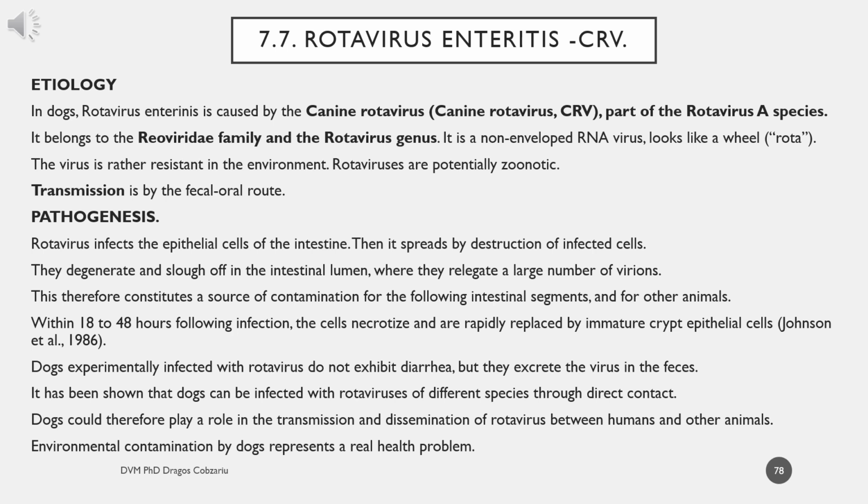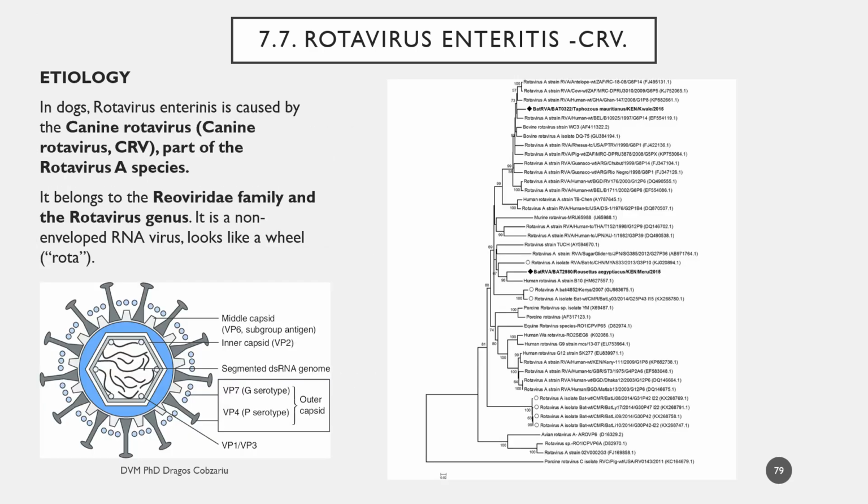Dogs experimentally infected with rotavirus do not exhibit diarrhea, but they excrete the virus in the feces. It has been shown that dogs can be infected with rotaviruses of different species through direct contact. Dogs could therefore play a role in the transmission and dissemination of rotavirus between humans and other animals. Environmental contamination by dogs represents a real health problem.